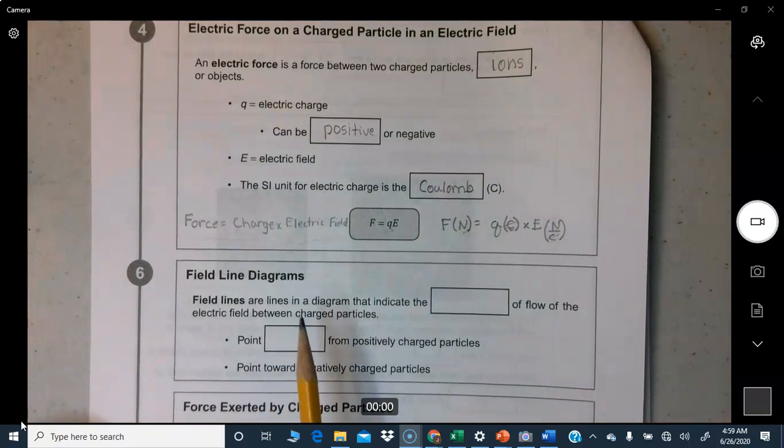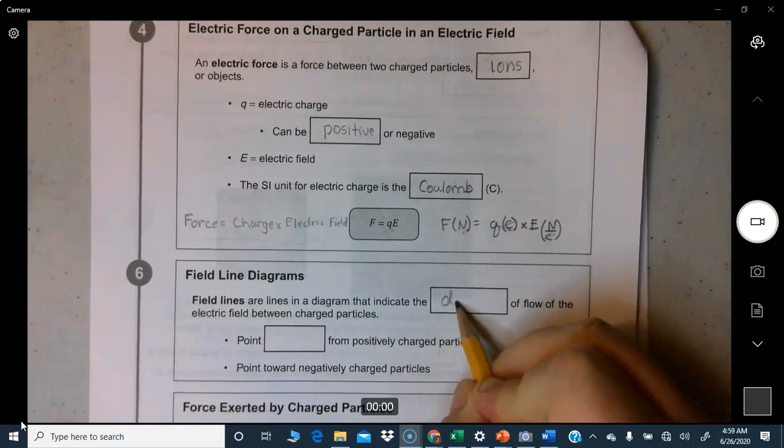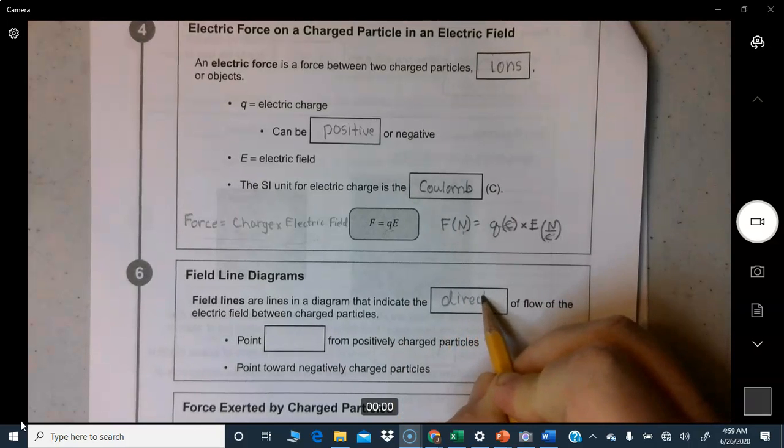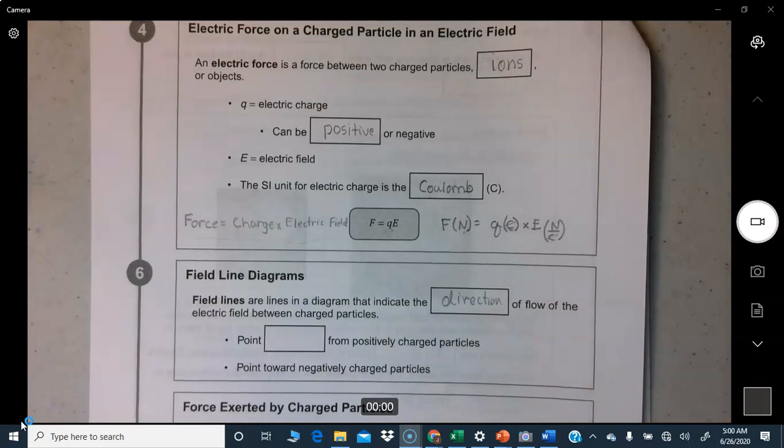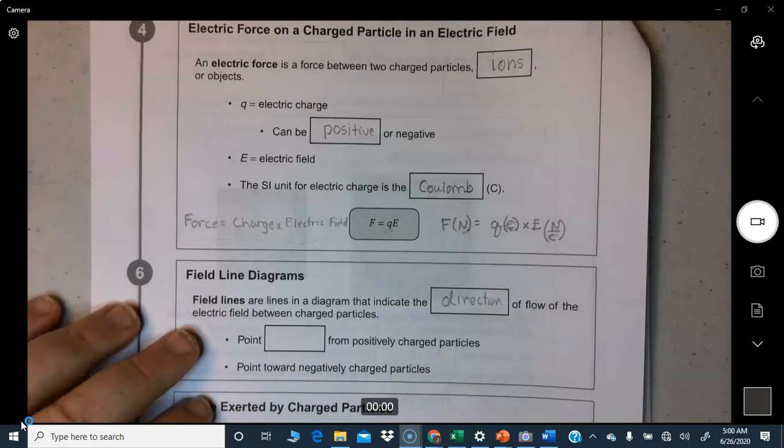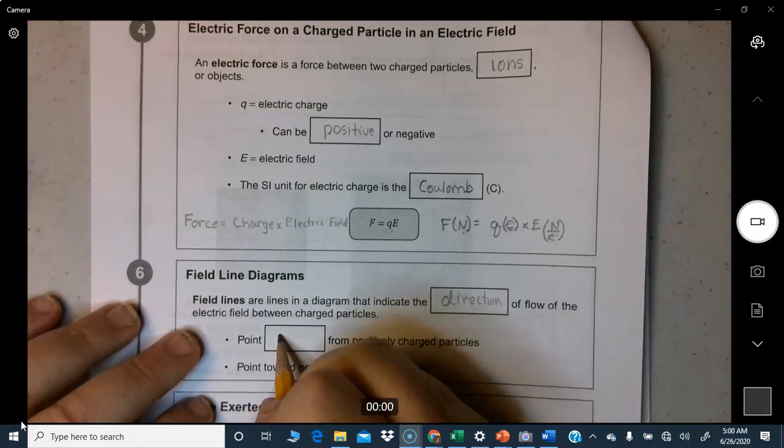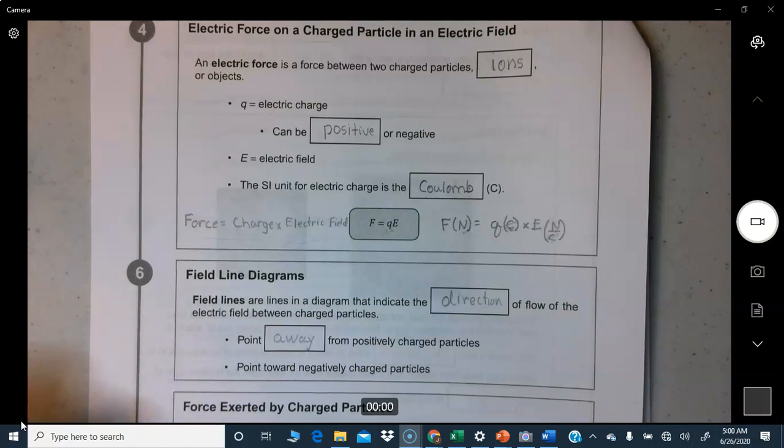Okay, down here. These two were in panel number 6. Field lines in the diagram indicate the direction of the flow of the electric field between charged particles, pointing away from positively charged particles. So the electric field points away from positive and towards negative.